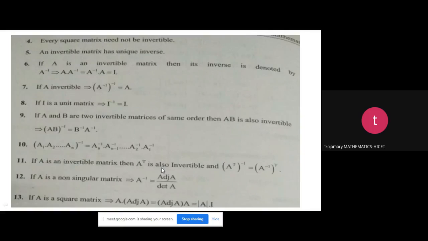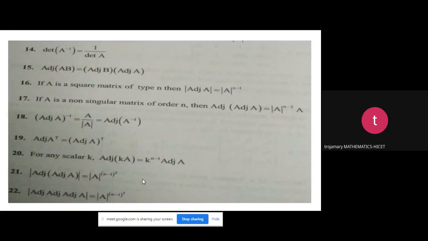Then these are all the properties of the inverse of a matrix. If A is an invertible matrix, then its inverse is denoted by A inverse. That implies A into A inverse equals A inverse into A equals I. If A is invertible, then the inverse of A inverse equals A. Then the inverse of AB is also important: the inverse of AB equals B inverse, A inverse. For a non-singular matrix, A inverse equals adjoint A by determinant A. This is the formula to find A inverse. Keep in mind, A inverse equals 1 by determinant A into adjoint A. Adjoint A is nothing but the transpose of the cofactor matrix.